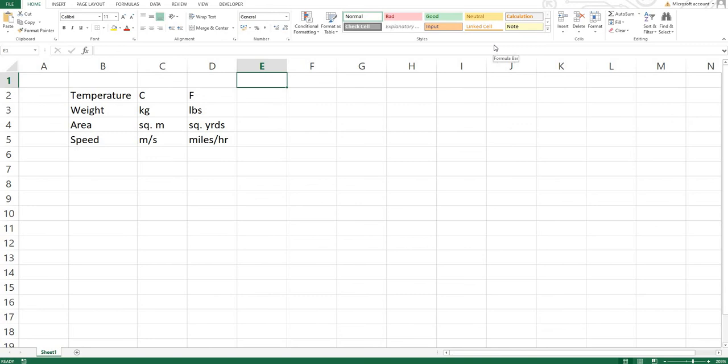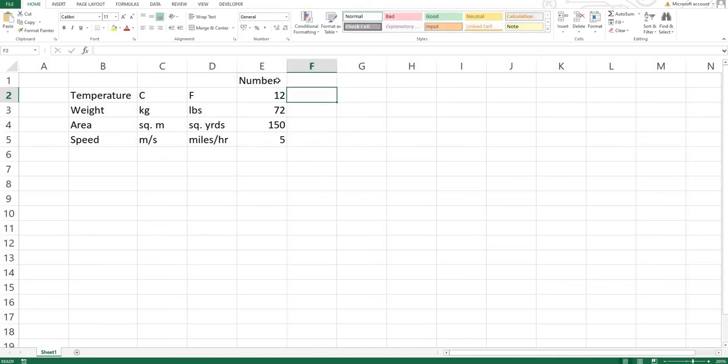As I said, the syntax is very simple. I want to change the temperature, which is 12 degrees centigrade, into Fahrenheit, convert a weight which is 72 kgs into pounds, take up the area of 150 square meters and want to convert it into square yards, and 5 meters per second into miles per hour.